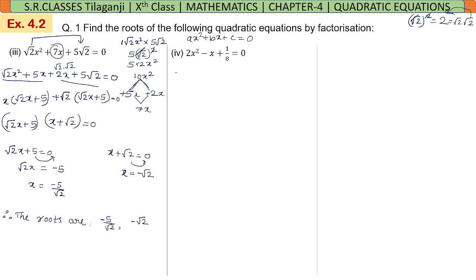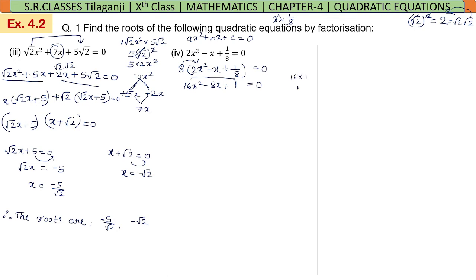So multiply whole equation by 8, that is 8 into 2x square minus x plus 1 by 8 is equal to 0. Take this 8 inside, so 8 2s are 16x square minus 8 into x, 8x, and now plus here 8 into 1 by 8. So 8 into 1 by 8, 8 and 8 will get cancelled. So only 1 will remain, and is equal to 0. Now we need to follow the same steps here, that is we need to multiply first and last term.